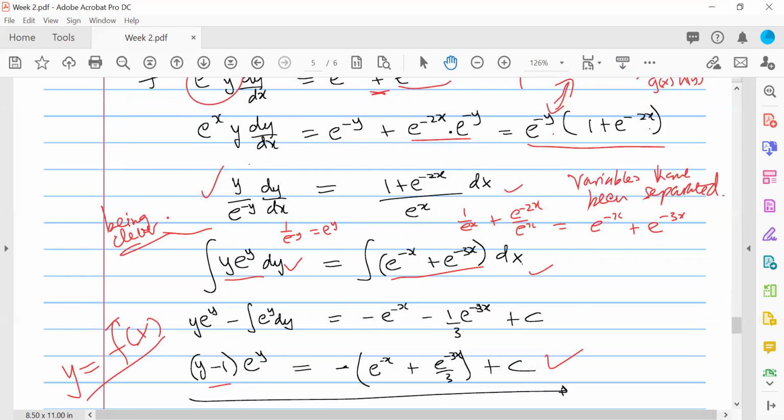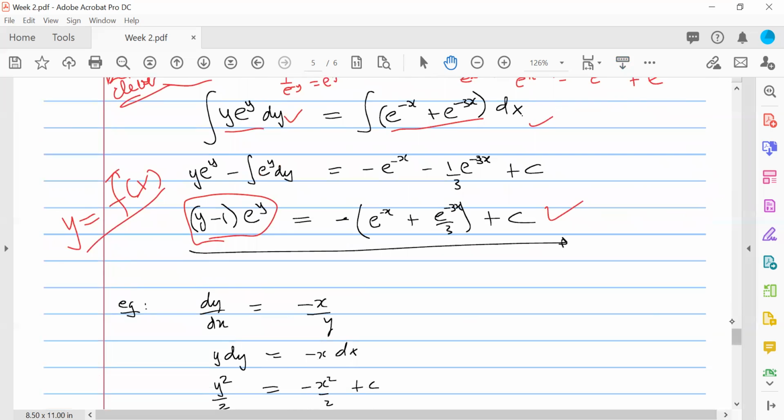But in this case, because of the nature of these functions here, you can't really make y the subject of the formula, so you leave it like that. But whenever it's possible to make y the subject of the formula, it should be standard practice. And if you don't do it, you'll be penalized anyway.